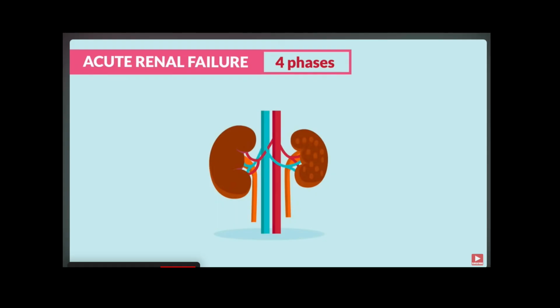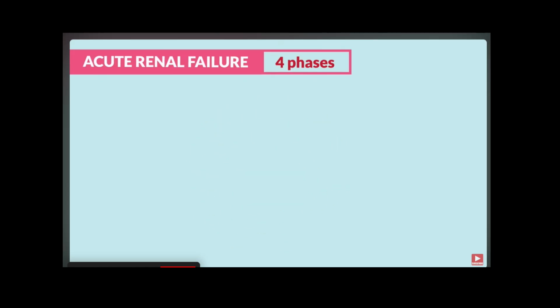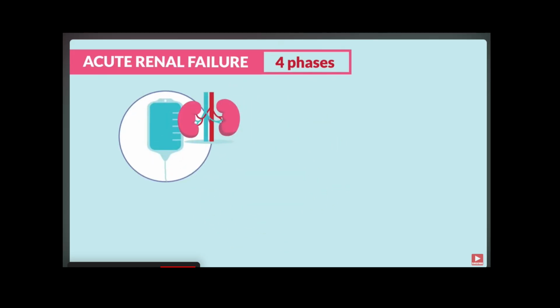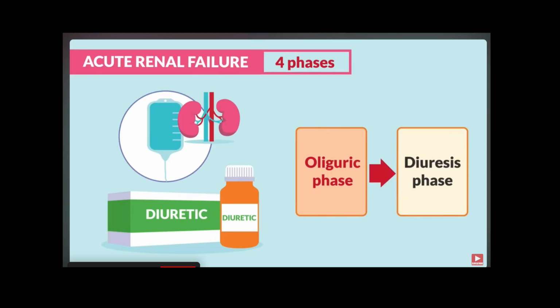Now, the treatments are pretty simple here. The main goal is to prevent major kidney damage, and we do this by flushing the kidneys with a fluid bolus, or diuretics. We're basically trying to push the kidneys from oliguric phase into the diuresis phase.